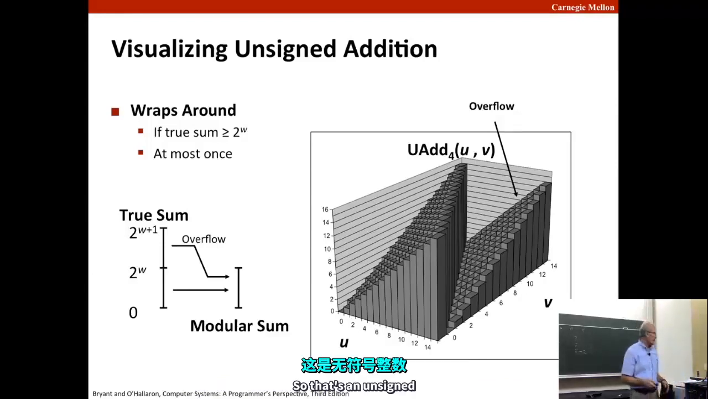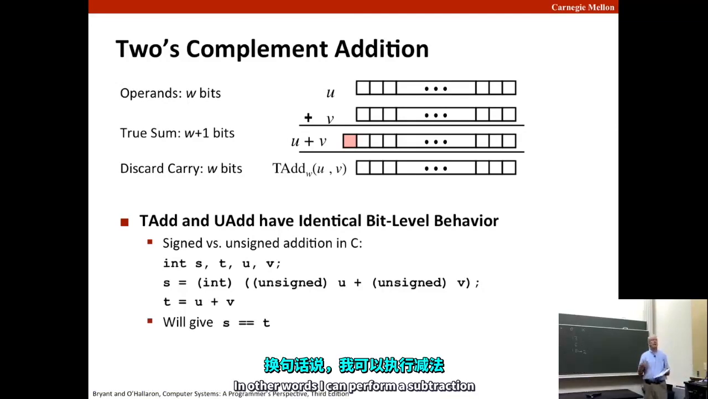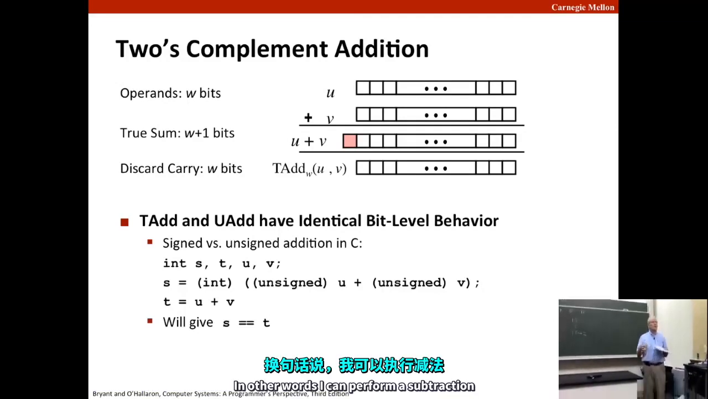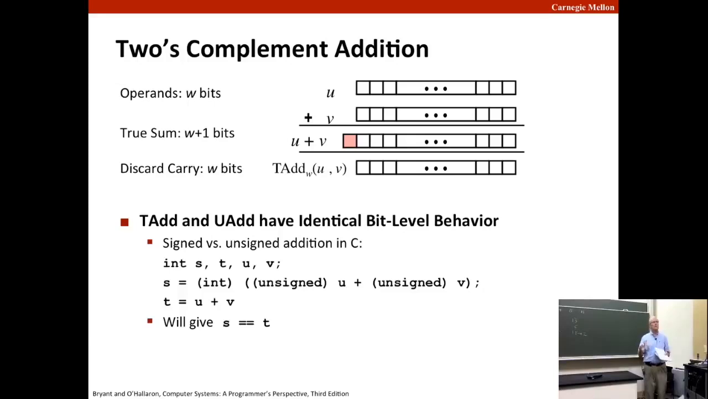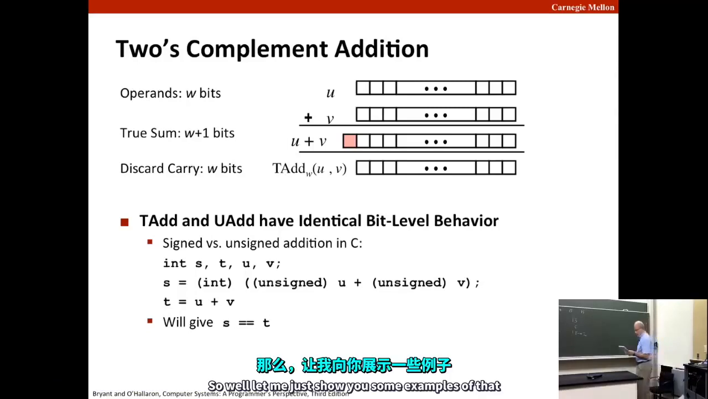So that's unsigned. For 2's complement, the first thing I want to convince you of is that 2's complement addition looks just like regular addition. In other words, I can perform addition and subtraction of numbers by using this 2's complement representation for negative numbers. So let me just show you some examples of that.